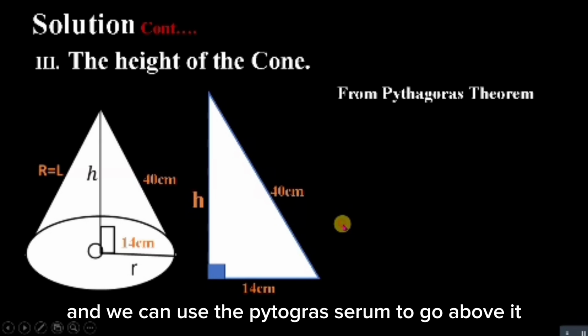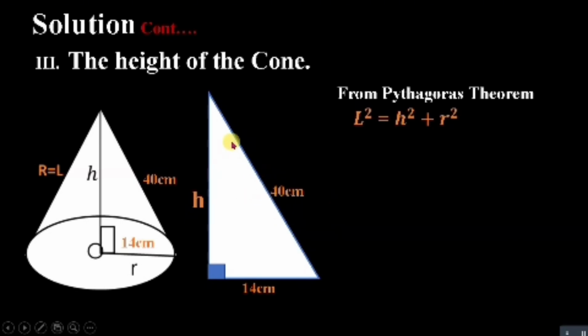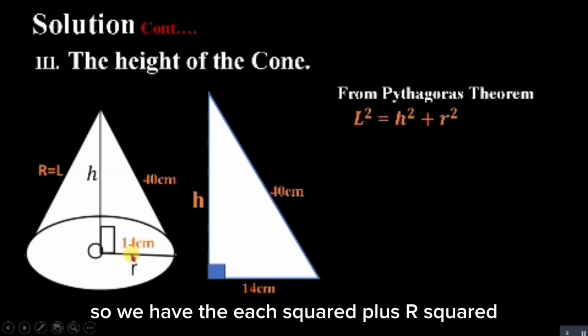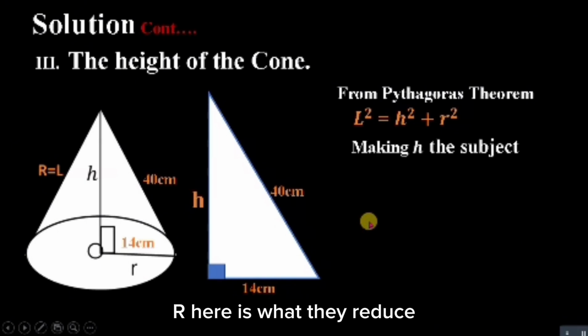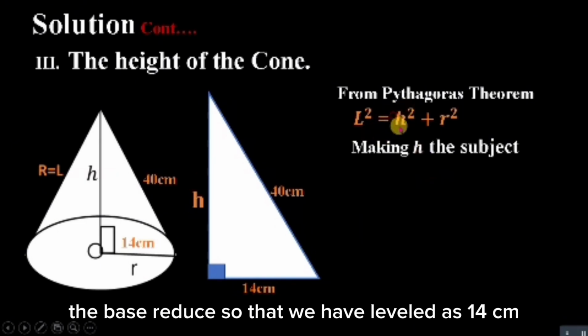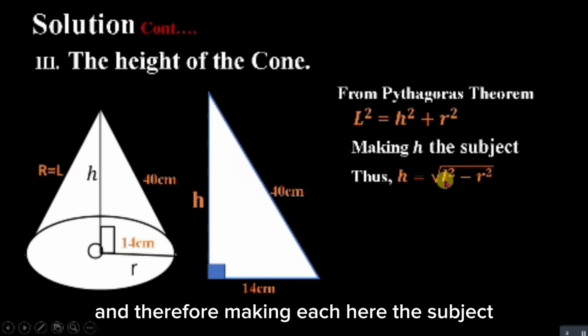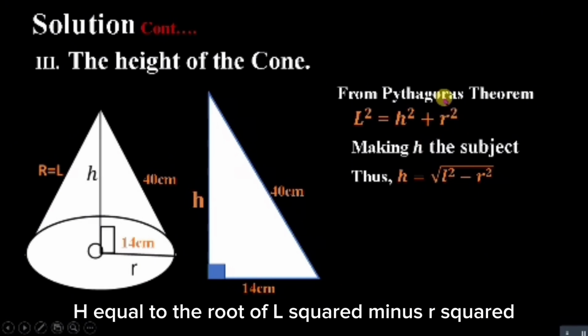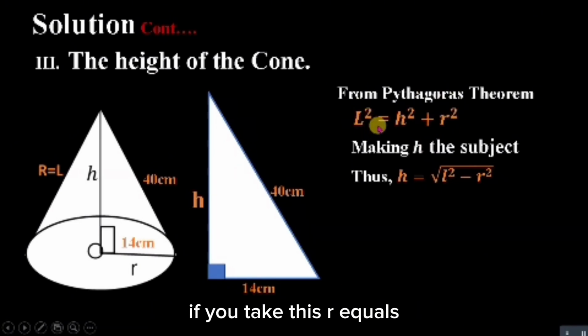the longest side, the hypotenuse squared, is equal to the sum of the squares of the two other sides. So we have h squared plus r squared. The r here is what? The base radius. So that's what we have labeled as 14 centimeters. And therefore, making h the subject, you will have h equal to the root of l squared minus r squared. If you take this r squared across the equal sign, you get l squared minus r squared. Then you take the root on both sides to remove the square from the h.